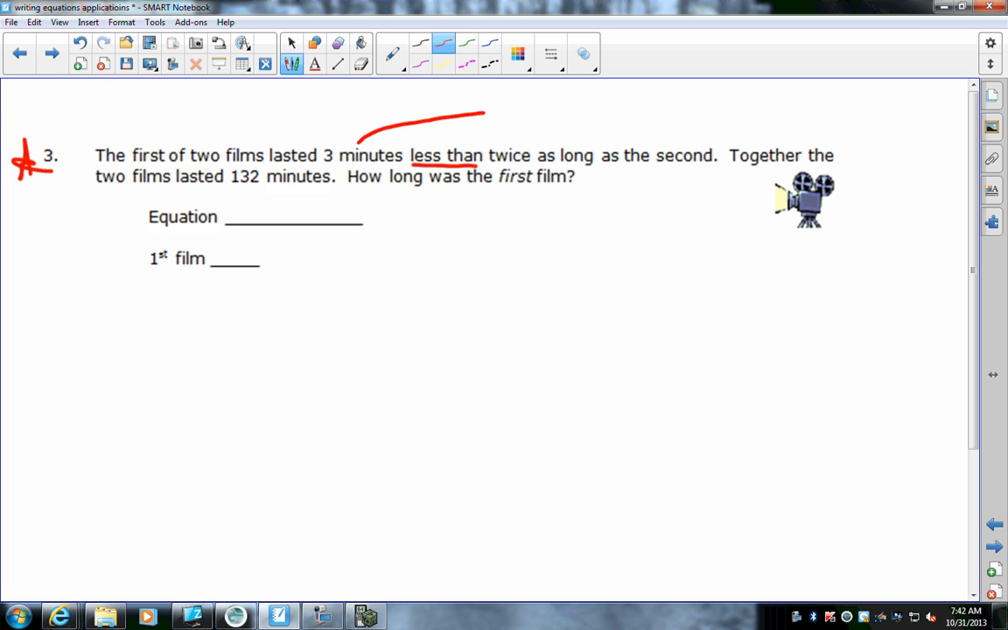Remember, that means this has to go towards the end. I'm only drawing that arrow to help you remember where it's supposed to go in the equation. Together, the 2 films lasted 132 minutes. How long was the first film?